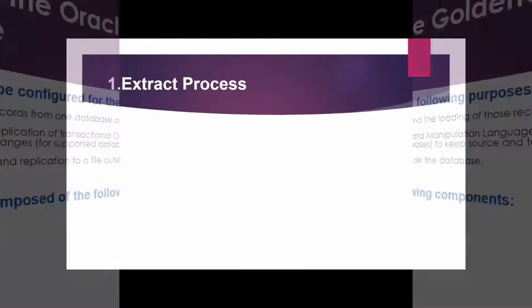So let us move further, and this is our extract process. Looking at the extract process details, the Oracle GoldenGate extract process resides on the source system and captures the committed transactions. The very important term is committed transactions. The database logs may contain committed as well as uncommitted data, but remember, the extract process captures only the committed transactions, and it writes them to the local trail file. It is important to note that extract captures only the committed transactions from its data source.